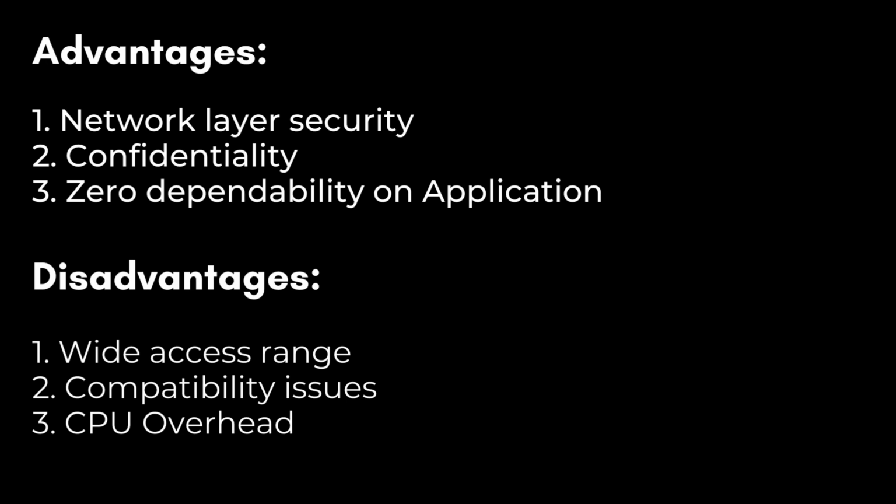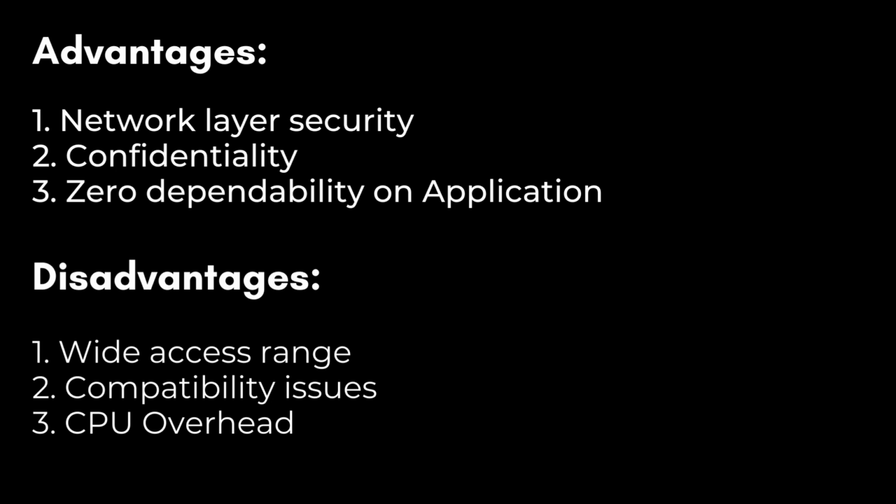Second one, confidentiality. During any data exchange, IP security uses public keys that help to safely transfer confidential data. As a result, securing the keys ensures safe data transfer. Third one, zero dependability on applications. IP security only requires modifications to the operating system. As a result, IP security based VPNs do not need to worry about the type of applications. That's not the case with SSL based VPNs, which require modification to individual applications. So these are the advantages.